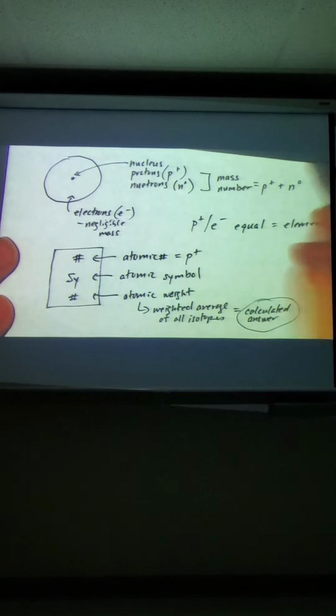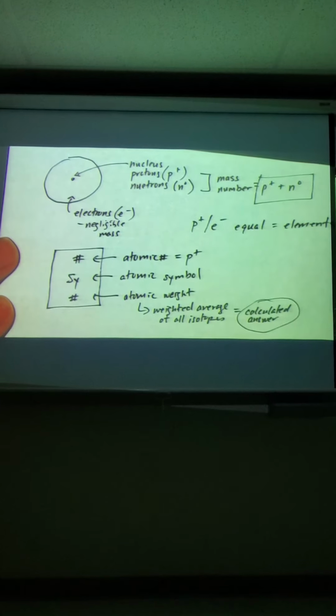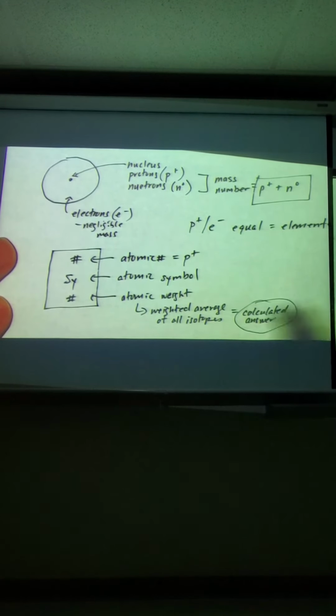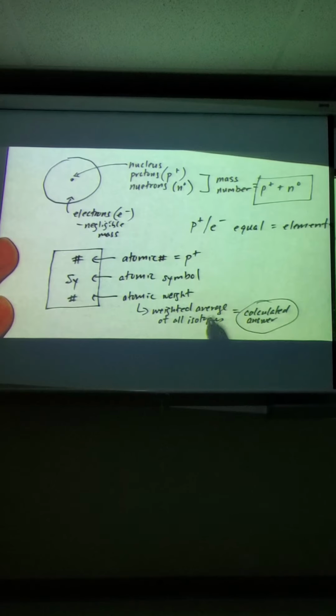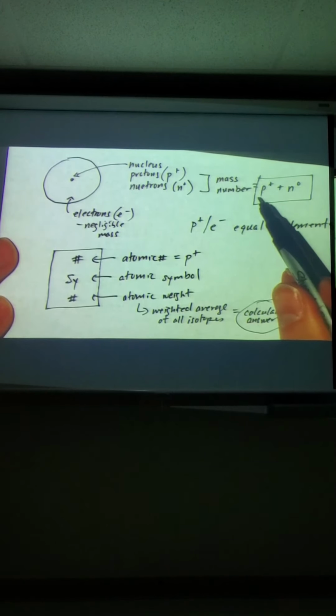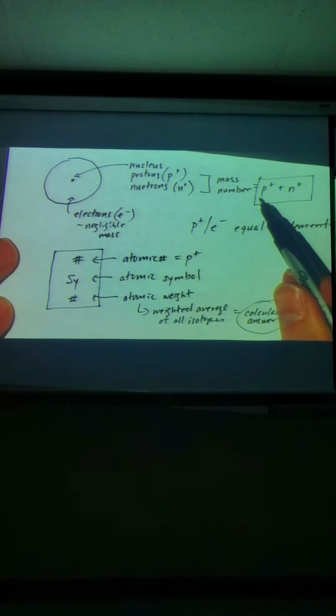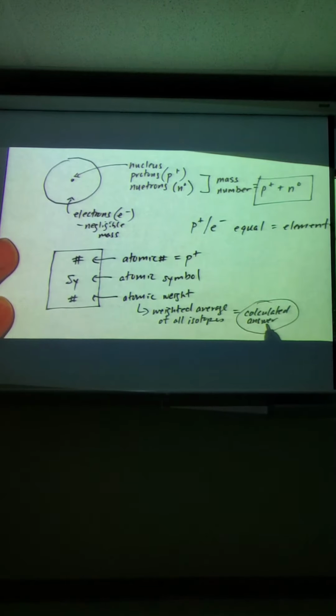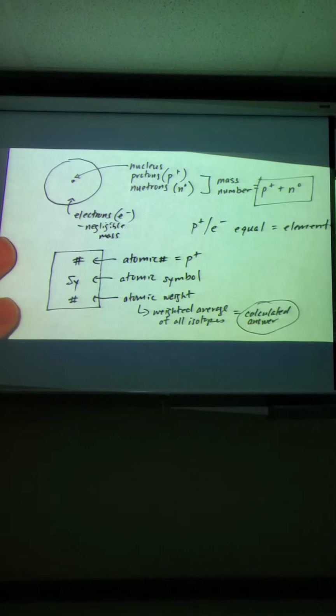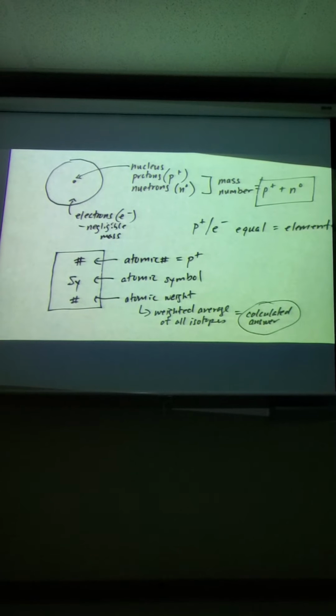Mass number is just an addition of protons and neutrons. This weighted average is all mass numbers multiplied by their percentages and then added up. So this is much more complicated than an actual mass number. So let's show you a couple examples of how this works, and we'll do that with carbon.